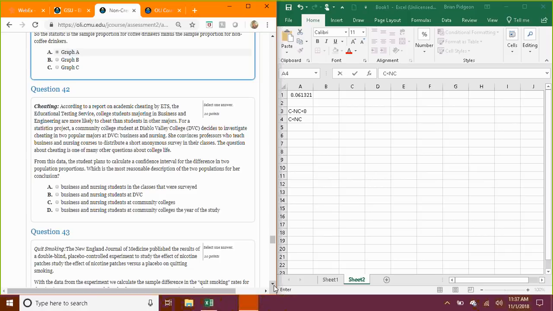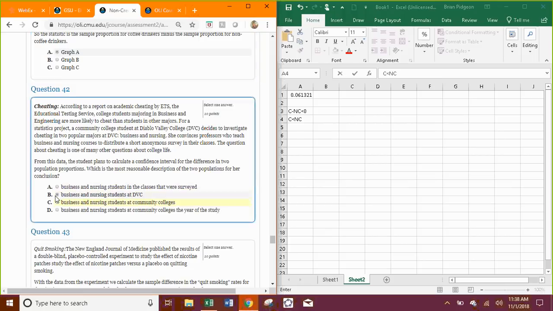According to a report on academic cheating by ETS, the Educational Testing Service, college students majoring in business and engineering are more likely to cheat than students in other majors. For a statistics project, a community college student at DVC decides to investigate cheating in 2 popular majors, business and nursing. She convinces professors who teach business and nursing to distribute a short anonymous survey to their classes. The question about cheating is one of many other questions about college life. For this data, the student plans to calculate a confidence interval for the difference in 2 population proportions. Which is the most reasonable description of the 2 populations?